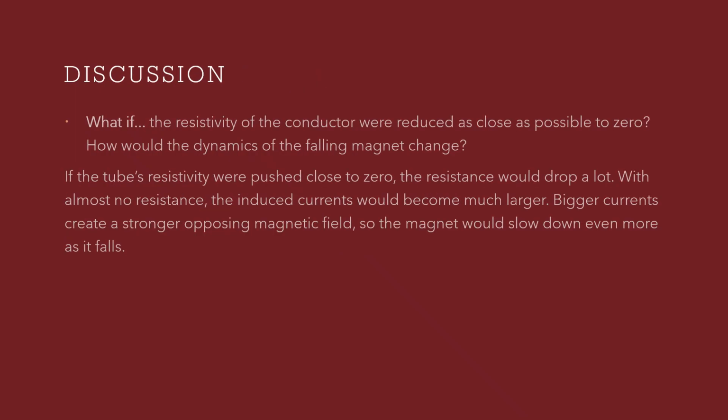All right, getting to the discussion. If the tube's resistivity were pushed close to zero, the resistance would drop a lot. With almost no resistance, the induced currents would become much larger. Bigger currents create a stronger opposing magnetic field, so the magnet would slow down even more as it falls.